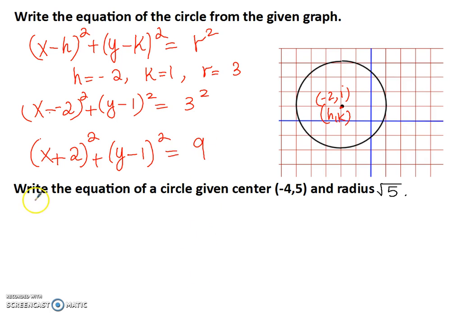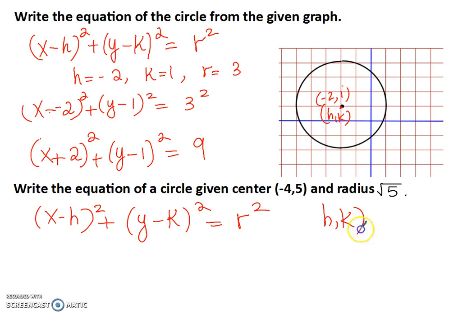Same like this, if they gave you the equation, write the equation of a circle given that the center is -4, 5 and radius is radical 5. So in the same equation, we plug in these numbers. Write the equation always first. X minus h the whole square plus y minus k the whole square is equal to radius square. We know that h and k are given to be -4 and 5, and the radius is square root of 5. So instead of h, plug in -4.